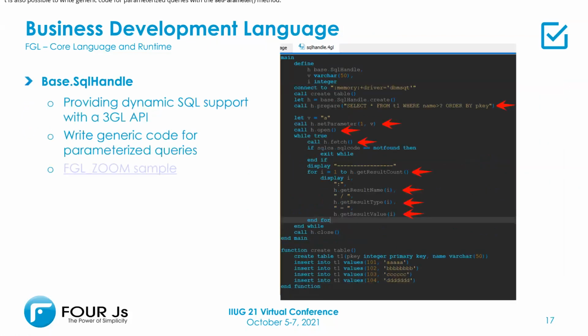Another example that I used, being a bit crazy with the red arrows there, but it's an interesting example here. SQL handle. So the idea of providing a 3GL approach to create some dynamic SQL. And then you can see here, setting parameters. You can open a cursor, you can fetch, and then you can get the result set all dynamically.